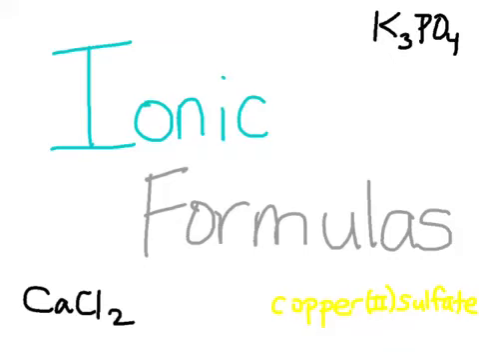In the last notes we talked about ionic bonds being between a metal atom and a non-metal atom. In these notes we're going to talk about how to hook up a metal atom with a non-metal atom in the right ratio so they make a neutral compound.